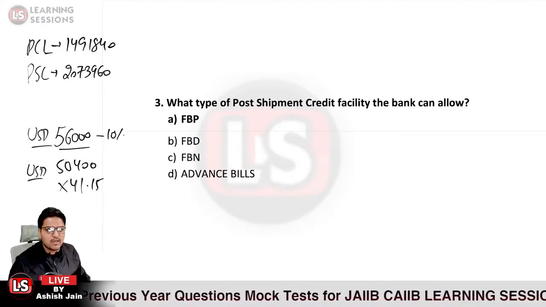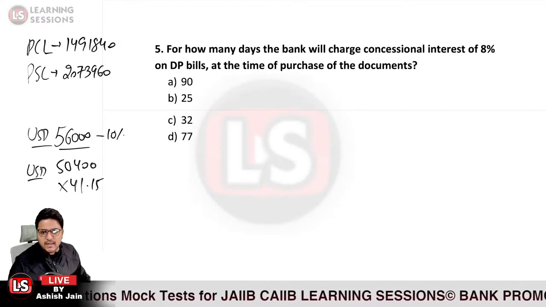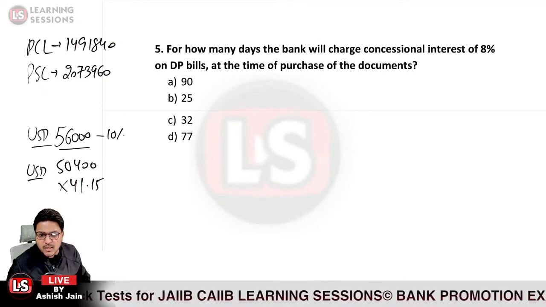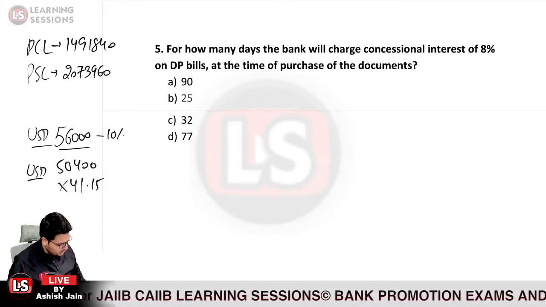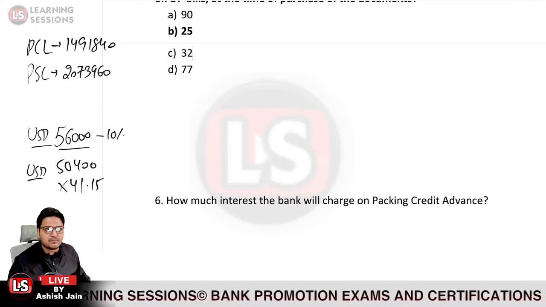So question number 5 over here, the right answer is option B. Option B is the right answer. And Ashish Kumar Asthana has answered correctly over here. That is, for 25 days the concessional rate will be charged.